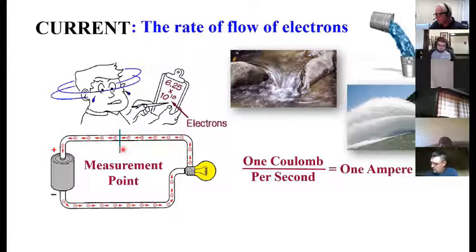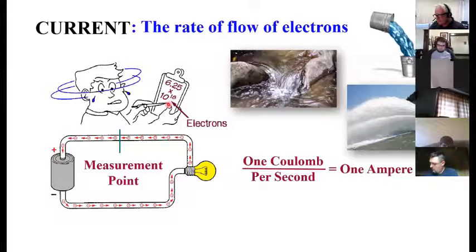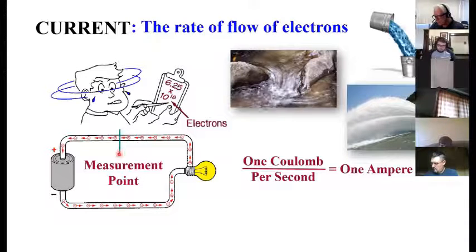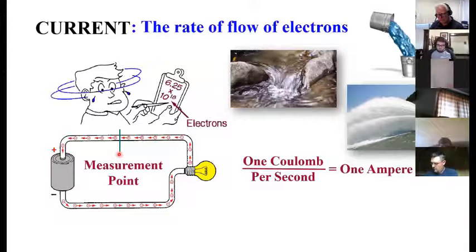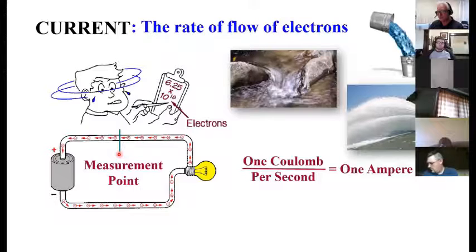In the field of electricity, if I can get 6.25 billion electrons to go past this point in 1 second, that rate of flow is what we call 1 amp. So 1 amp is not a quantity of electrons. It's a quantity of electrons per second.